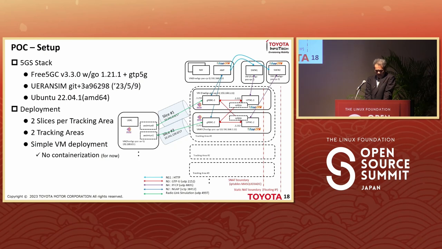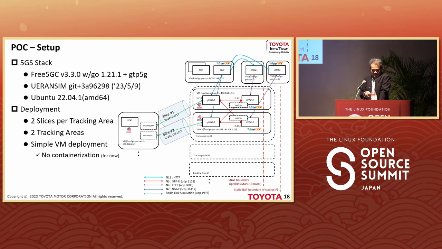And here, the POC setup is like this. As I stated, regarding the 5G stack implementation, we use Free5GC, and on the UE side we use UERANSIM, which also covers the base station, gNodeB, okay? The base operating system is Ubuntu, the latest LTS. And regarding the 5G network deployment, I built two slices per tracking area, and at first two tracking areas.